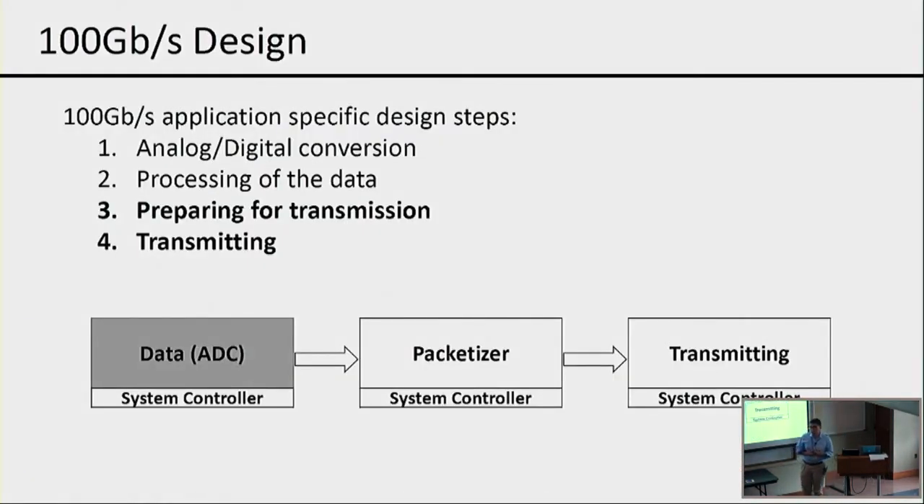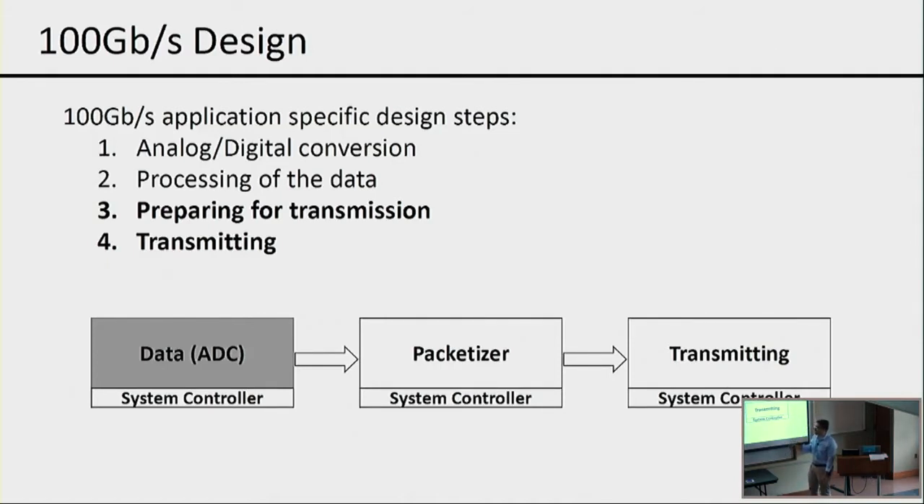Data flow in our design has 4 steps. The data comes from the ADC, it will be processed, and it will be prepared for transmission, and then it will be put on the cable. I have put steps 1 and 2 in the gray block here, which we are not going to talk about today. Today I'm going to talk about packetization and transmission of the data.